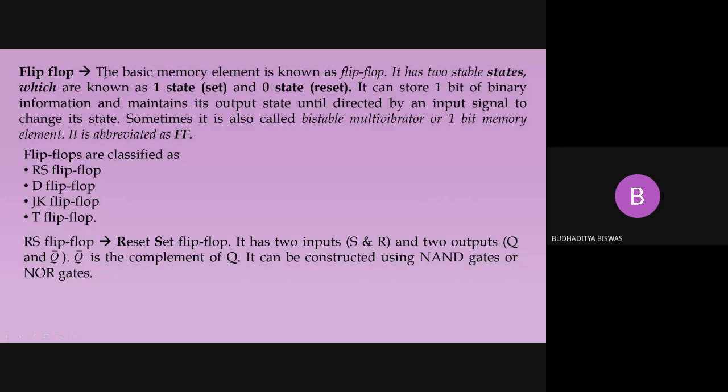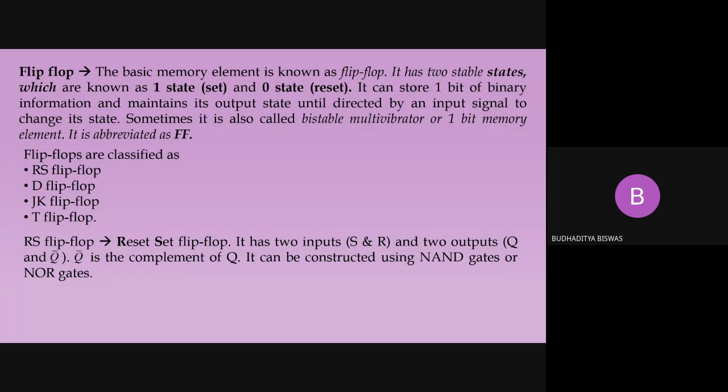So what is the definition of flip-flop? The basic memory element is known as flip-flop. It has 2 stable states which are known as the 1 state, sometimes called the set state, and the 0 state, sometimes called the reset state also. So that means flip-flop is a bistable device. Bistable device means in both states it is stable.